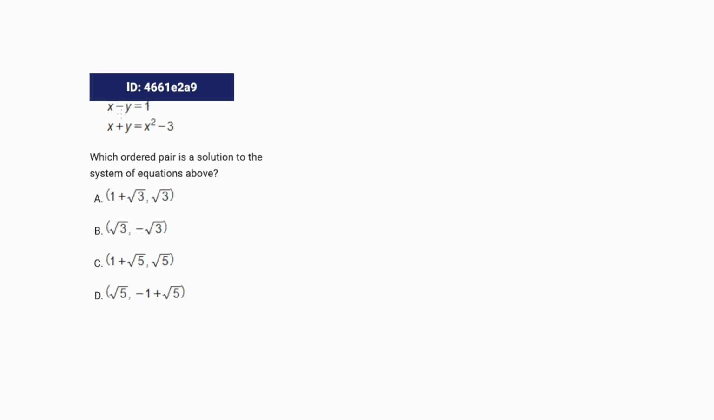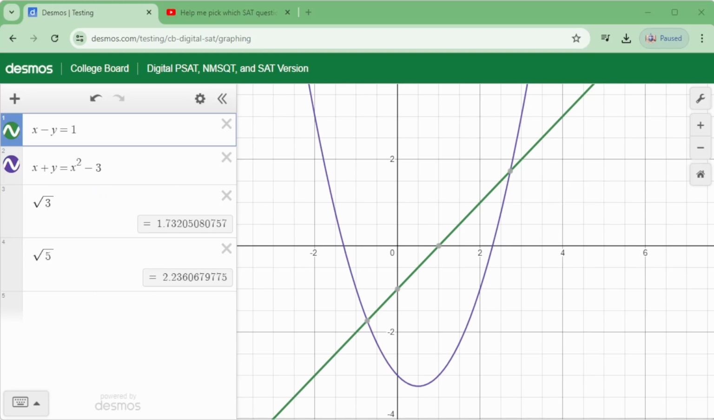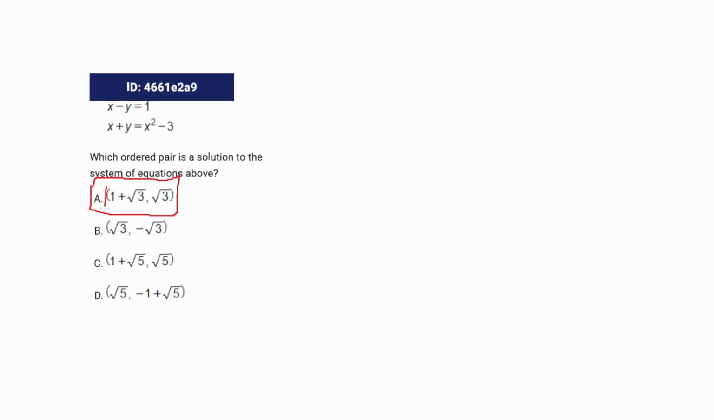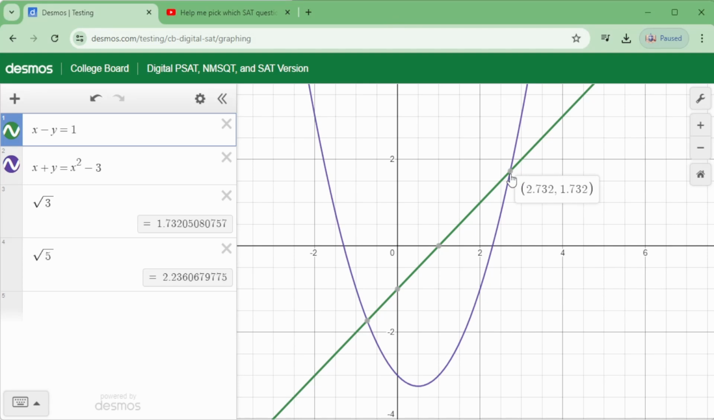Based on this alone, we can see that A must be the correct answer because only A has a y-coordinate that is the square root of 3. B has a y-coordinate of negative square root of 3 and an x-coordinate of square root of 3. But it doesn't have a y-coordinate that's just the positive square root of 3, and again, neither does any other answer choice here. To further confirm that A is correct, we can see that the x-coordinate is 1 more than the square root of 3. And that's the same as what we see here, right? 1 plus square root of 3. So if square root of 3 is 1.732, then 1 plus square root of 3 must be 2.732, which we see here in this point of intersection.